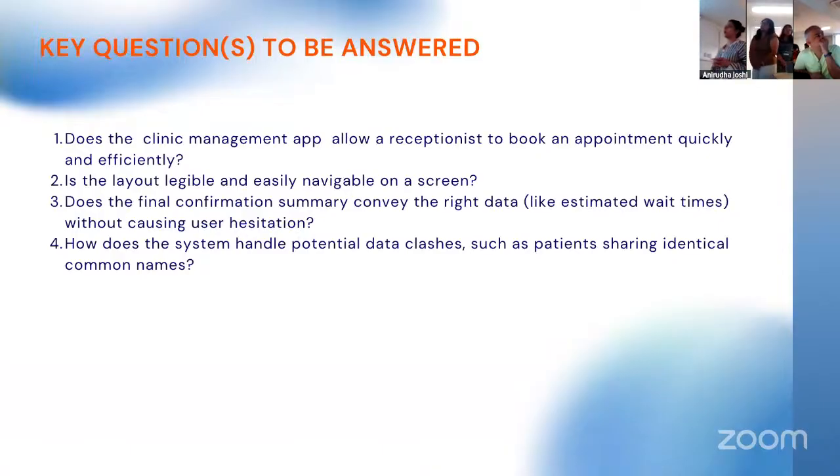So the key questions we wanted to answer once we started detailing out the UI were: is the app allowing the receptionist to book the appointment in an easy flow? Is the layout legible and easy to navigate? Does the final window convey the right data? And how is our system able to handle potential data clashes, such as common patient names, or an emergency patient?